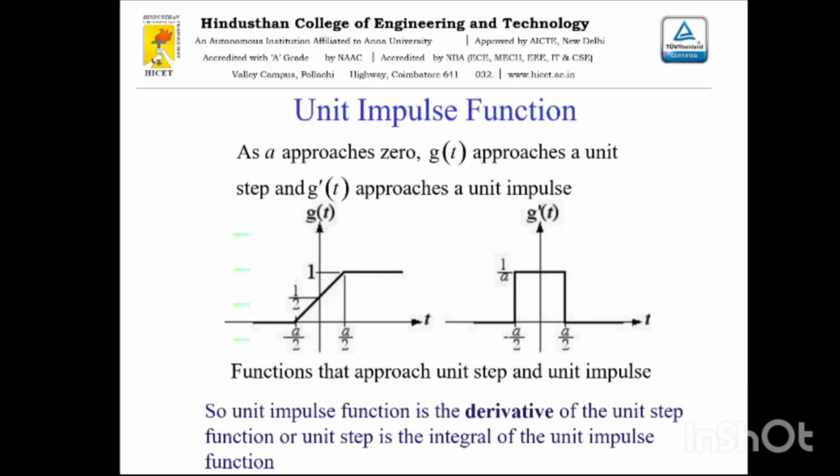The next elementary signal is the unit ramp function. The unit ramp r of t is equal to t for t greater than 0, meaning the value is equal to t. For t less than or equal to 0, the value is 0. This is the condition of the unit ramp function.